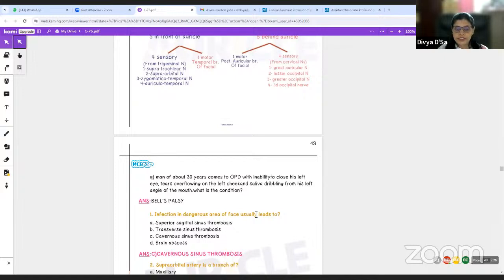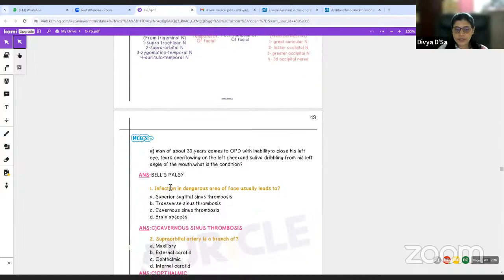Okay, infection in the dangerous area of the face, it leads to which one? It leads to cavernous sinus thrombosis.